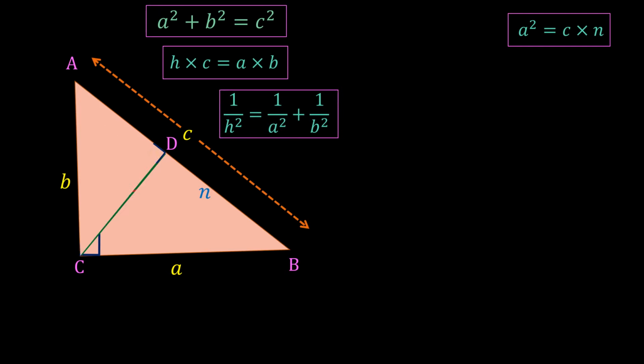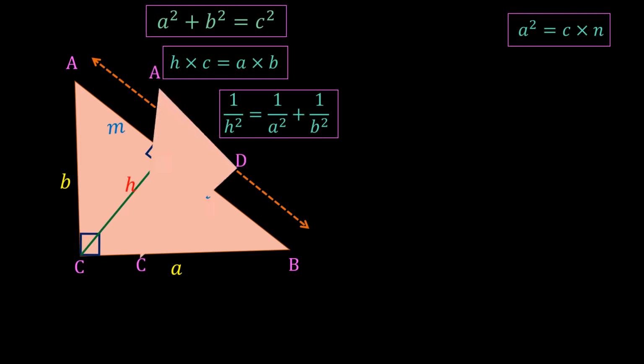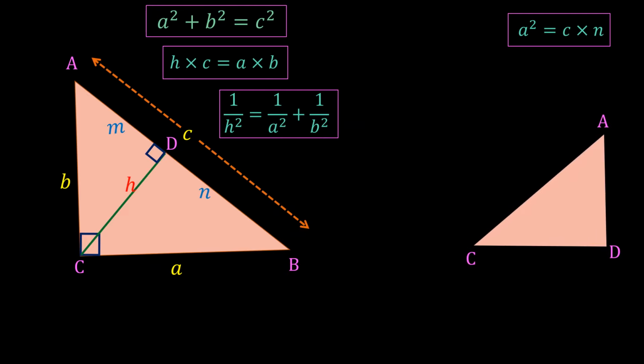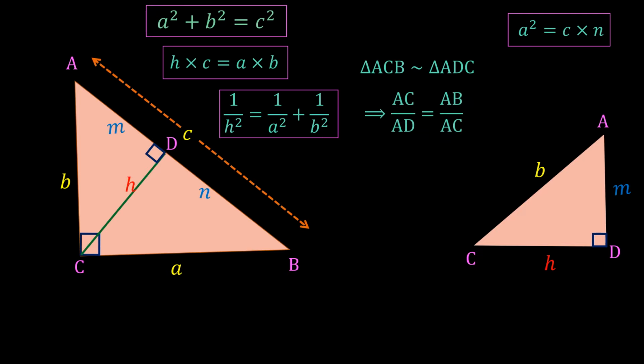And here is one more triangle which is similar to the given right angle triangle. The triangle is ADC. So here the triangle ACB is similar to triangle ADC. So again by comparing the ratio of corresponding sides, we get AC by AD is equal to AB by AC, that is B by M equal to C by B, and from this equation we get B square equal to C into M. So another equality we have to prove here.